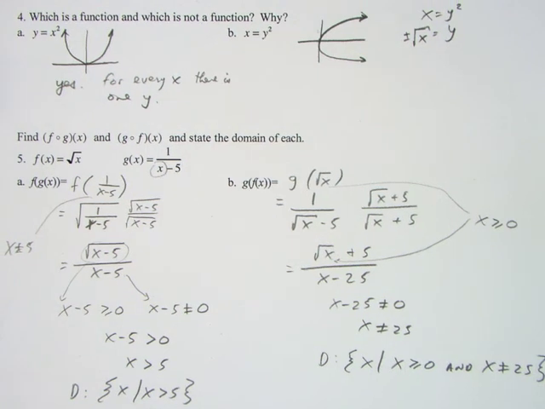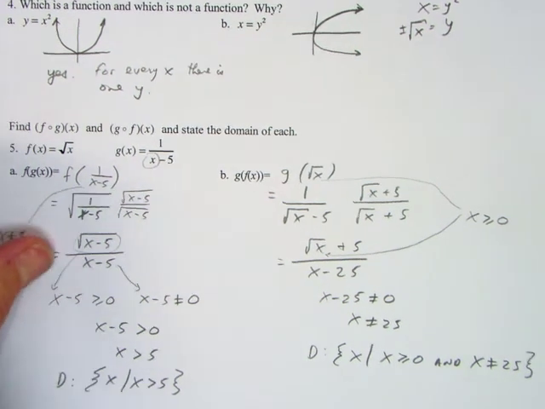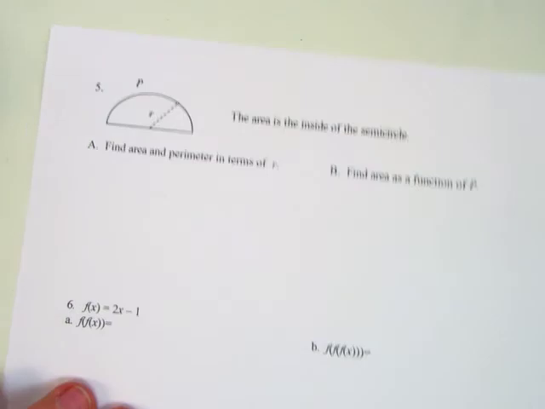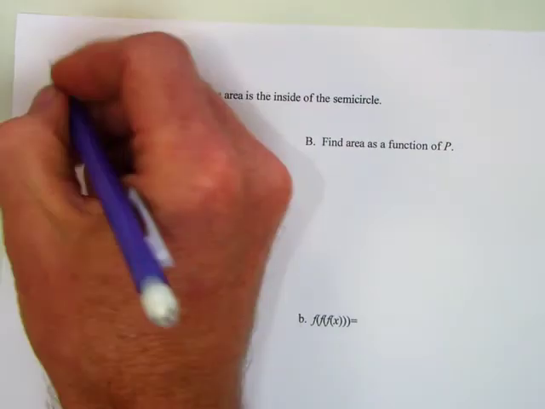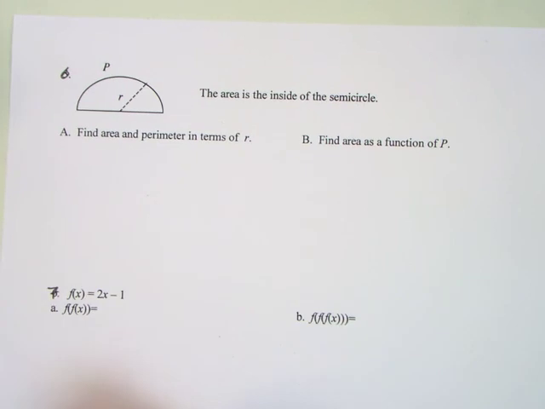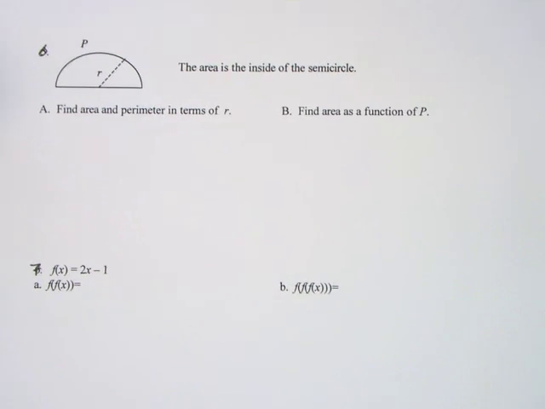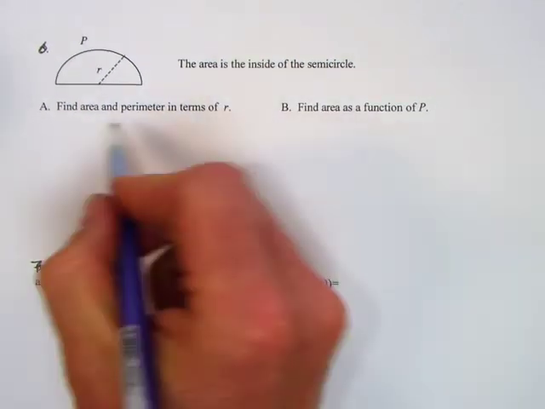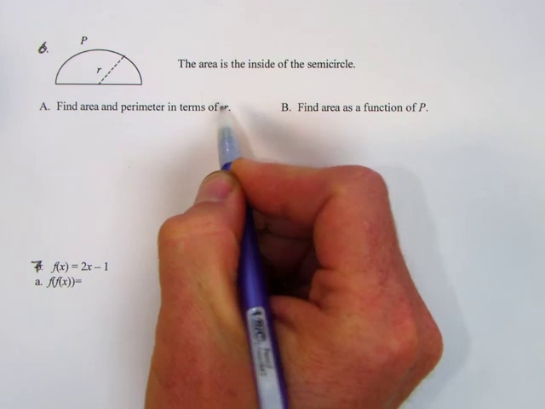Let's look at our next problem. And it looks like I have a little typo on this one, that this should be problem number 6 and 7. I'll fix it for the sheet that you have. All right, find the area and perimeter.